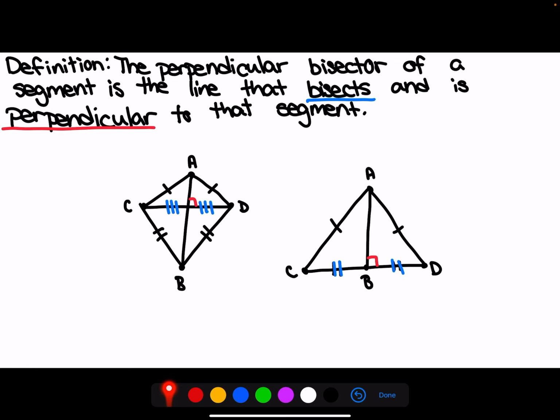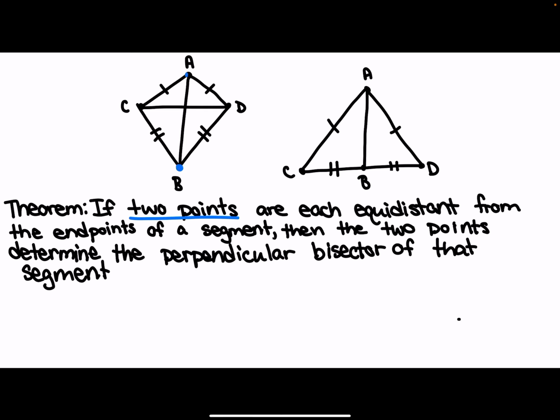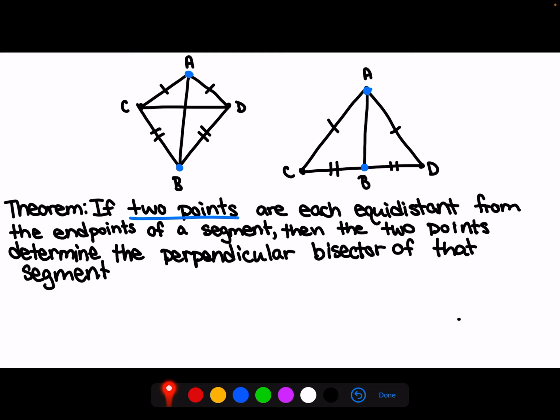Now, some theorems that we can use with perpendicular bisectors. First off, if 2 points are equidistant from the endpoints of a segment, then the 2 points determine the perpendicular bisector of that segment. So, the 2 points being points A and point B. So those are the 2 points that we're dealing with in each of these diagrams. These are equidistant from the endpoints of a segment. So we have segment CD here, and we can see that it's equidistant from CD. And we can see that with the congruency marks here. So if that's the case, it's equidistant from the endpoints of the segment.